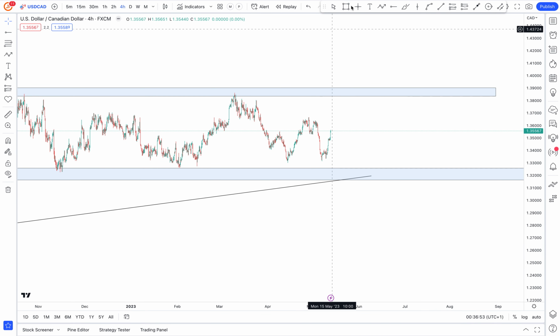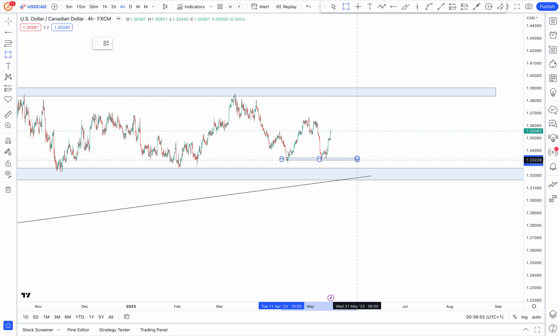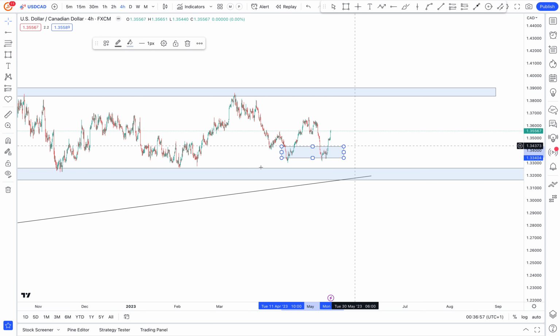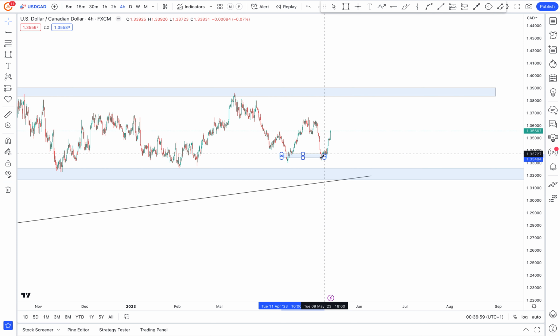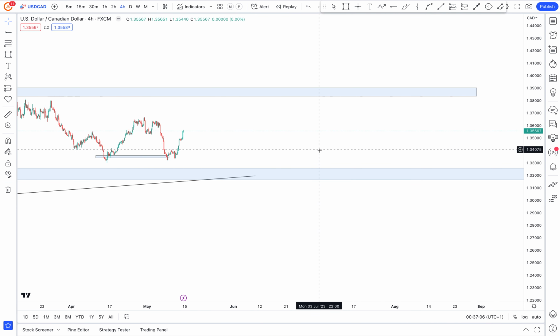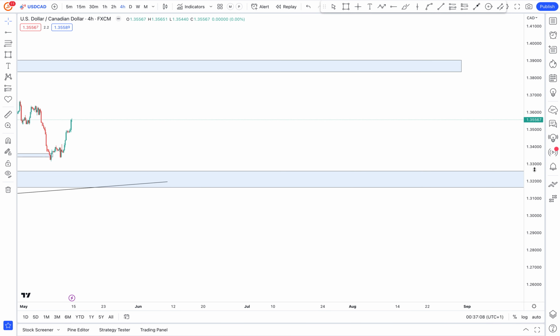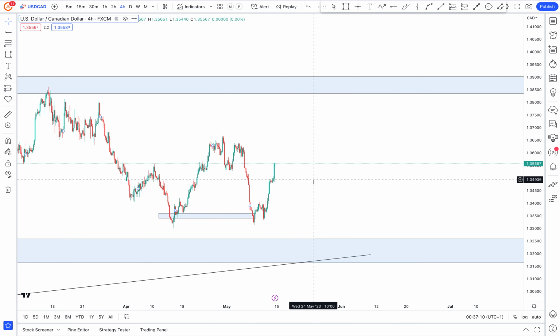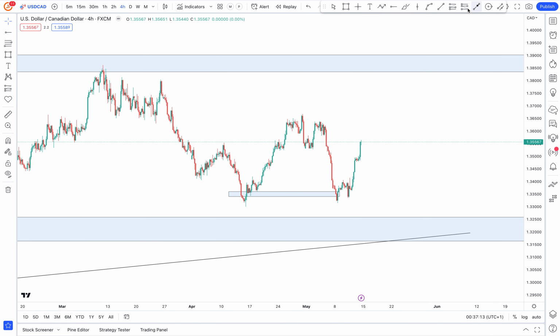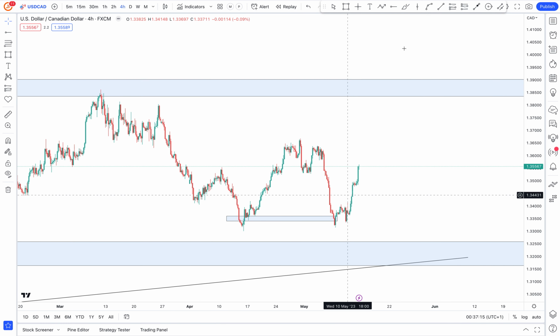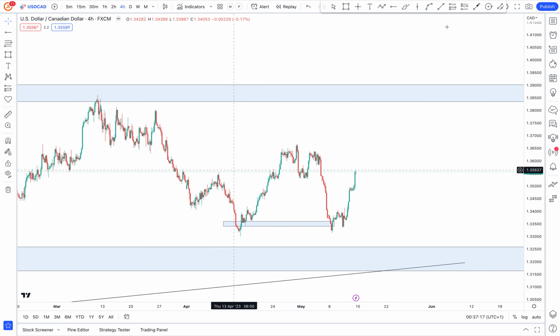But also, if you notice, we had this sort of double bottom that formed here. So I'm expecting price to push up to this resistance zone here on the USDCAD. So guys, I would only be looking for bullish opportunities on the USDCAD pair.